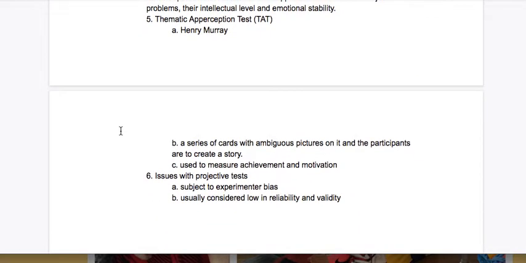And the last thing we have is the Thematic Apperception Test by Henry Murray. A series of cards with ambiguous pictures on it, and the participants are to create a story. We've already talked about this earlier this year because it's used to measure achievement and motivation. We talked about that in the motivation section. Basically, you see an old man and a son on a boat. If you remember, I think that was an analogy I used. And then you have to make up a story.